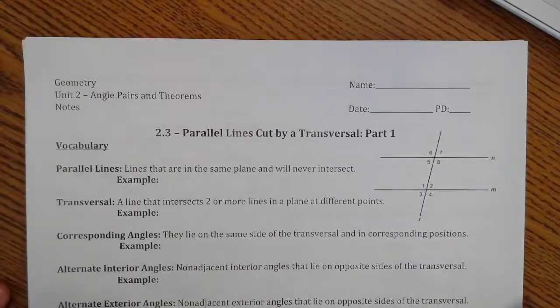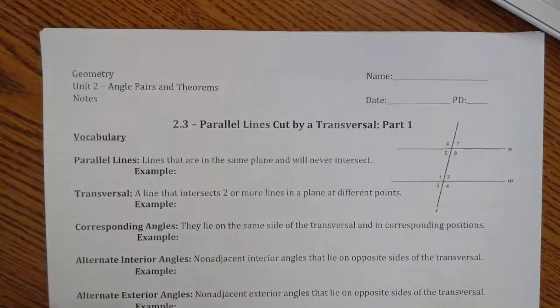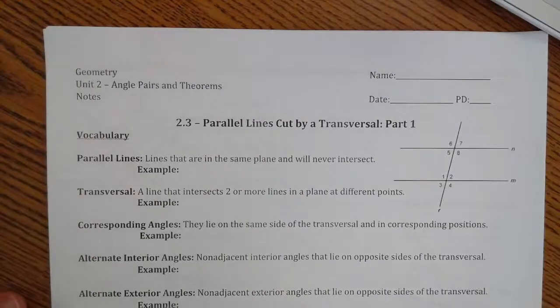Okay, group, so we are on 2.3 notes. This is parallel lines cut by a transversal, and this is part 1 of parallel lines. So we will do parallel lines again here in a little bit. So we have some vocab here at the top.